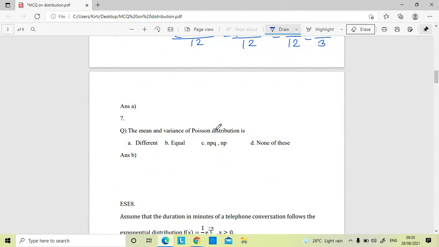So the mean and variance of Poisson distribution. Just now I have told you that the mean and variance of Poisson distribution are always equal. And what is their equal value? Their equal value is given by lambda, which is nothing but n into p, where n is the number of trials and p is the probability of success. Okay, now let's have the next question.